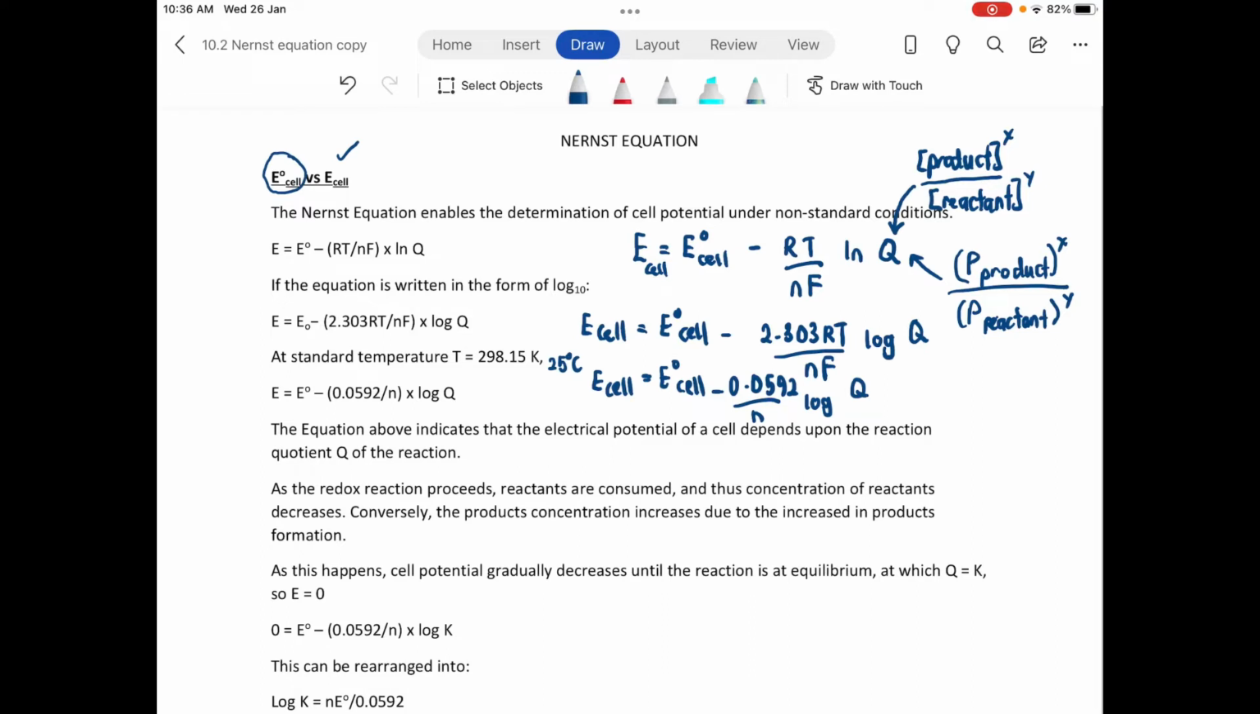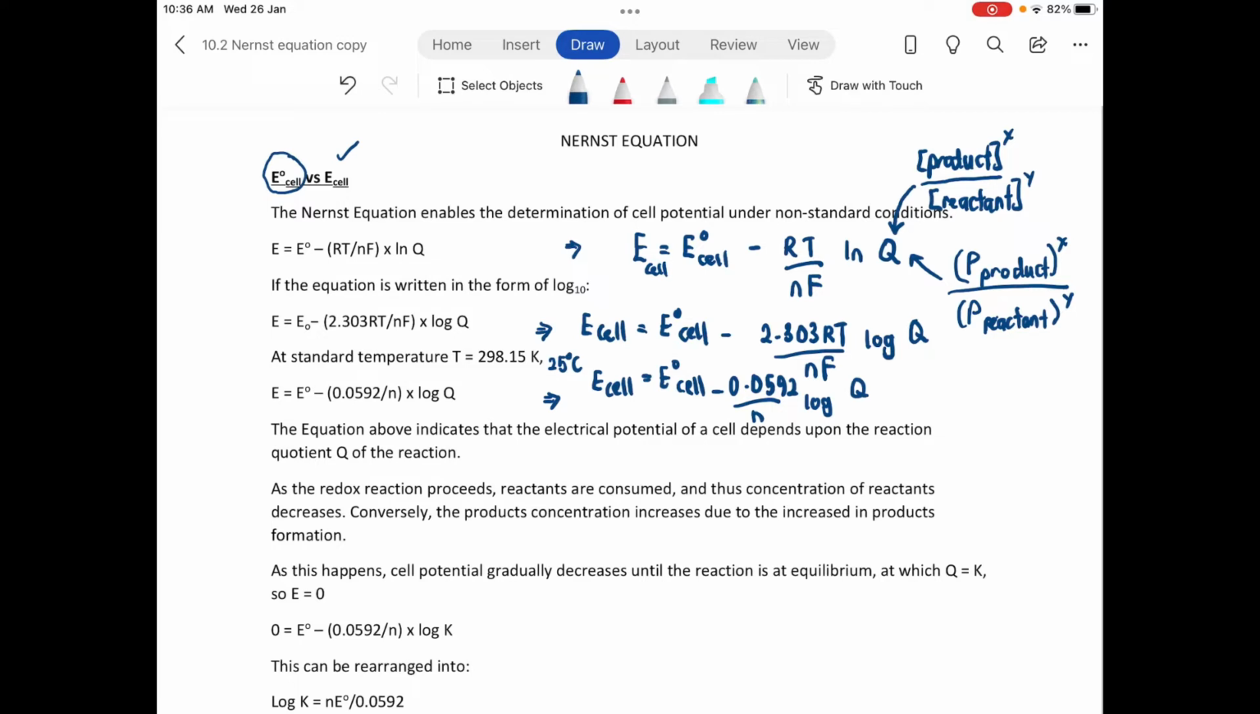Originally we have the one above, this is the original. Then instead of using ln, the natural log, we use log 10, so we get the second version. And then if it happens at 25 degrees C, we can use the third version, which is the much simpler one.